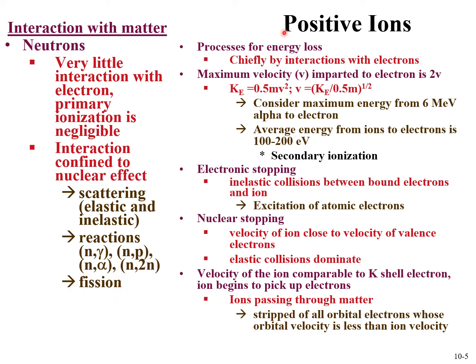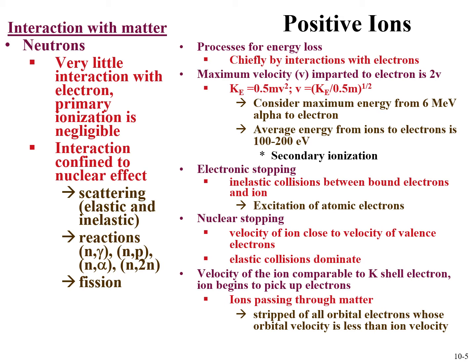So if we then go from neutrons to other charged particles, let's talk about positive ions. The process for energy loss of positive ions is primarily through the interactions with electrons.